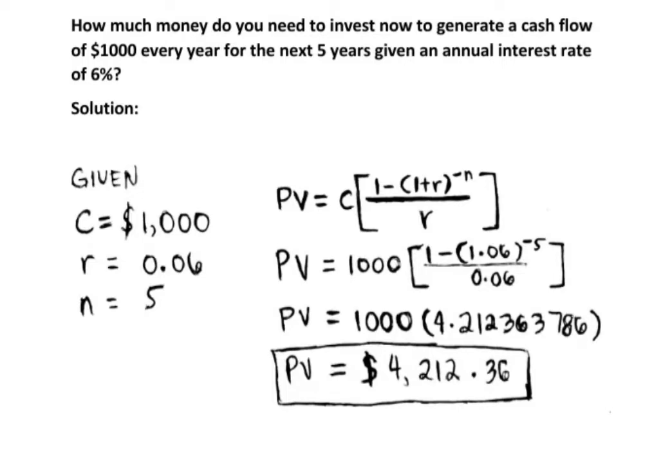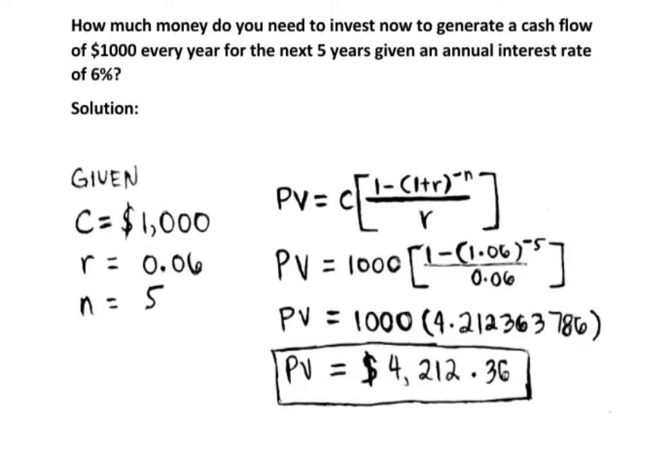Let's begin by writing down the given. So the cash flow is the amount of money that we're receiving for each time period, in this case every year. So the cash flow is $1,000. R is the annual interest rate, which is 6%, but we need to convert that into a decimal, so 6 divided by 100 is 0.06. And the number of time periods is going to be 5.